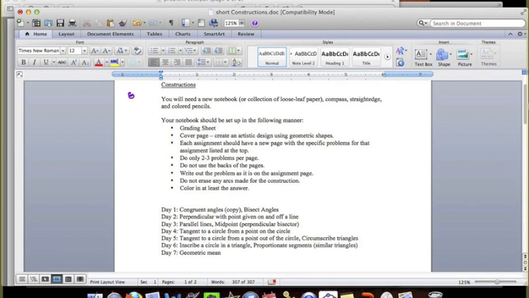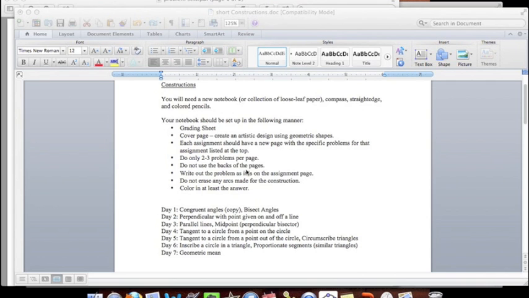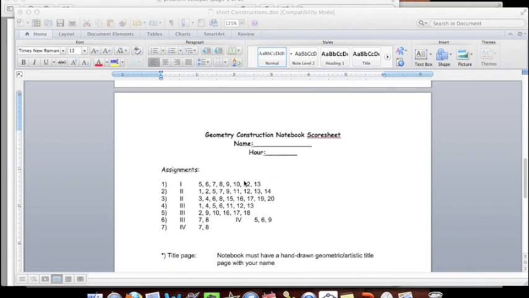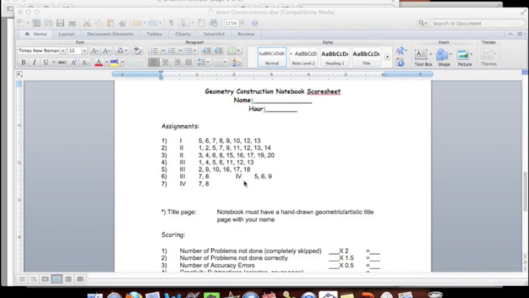I'm going to be very specific in the way that I want your notebook set up, and this kind of outlines what I'm looking for here. The very first thing that's going to go into your notebook is the grading sheet, which I also passed out to you. Guys, the grading sheet is this sheet of paper. At the top here, it tells you which problems you're going to be doing each night. So those are the 7 assignments that you'll be doing. So you'll want to hold on to it for that purpose.